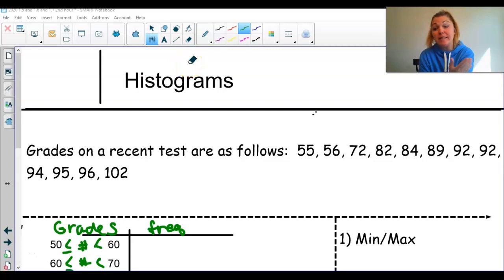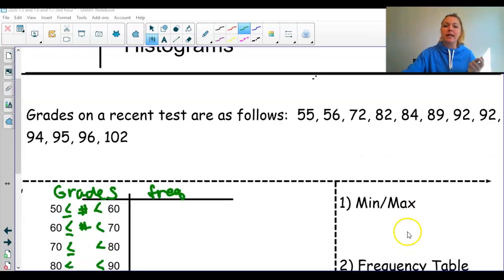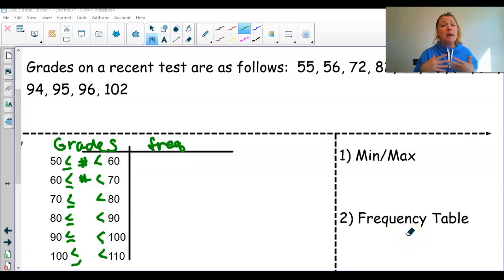Quantitative data. We have the same data that we had with the stem plot, and we want to say, okay, we want a histogram this time. So I want to look at the min and the max. The reason I want to look at the min and the max is I want to organize this data into a frequency table first before I actually do the histogram, okay?